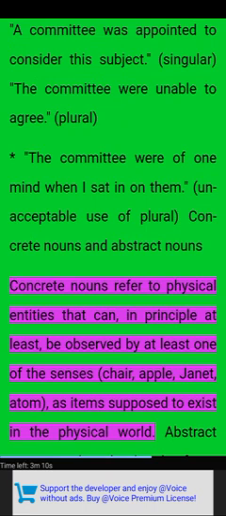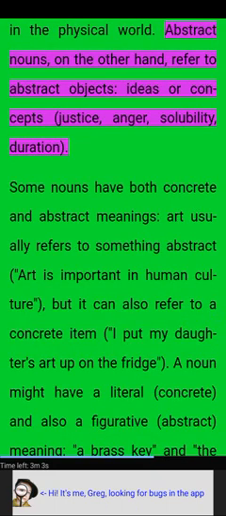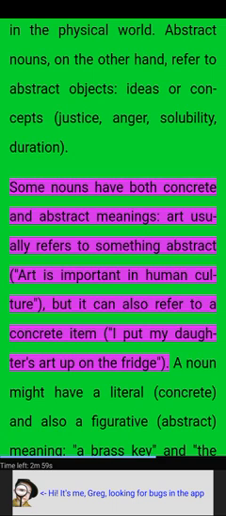Concrete nouns and abstract nouns. Concrete nouns refer to physical entities that can, in principle at least, be observed by at least one of the senses: chair, apple, Janet, atom, as items supposed to exist in the physical world. Abstract nouns, on the other hand, refer to abstract objects, ideas or concepts: justice, anger, solubility, duration. Some nouns have both concrete and abstract meanings.